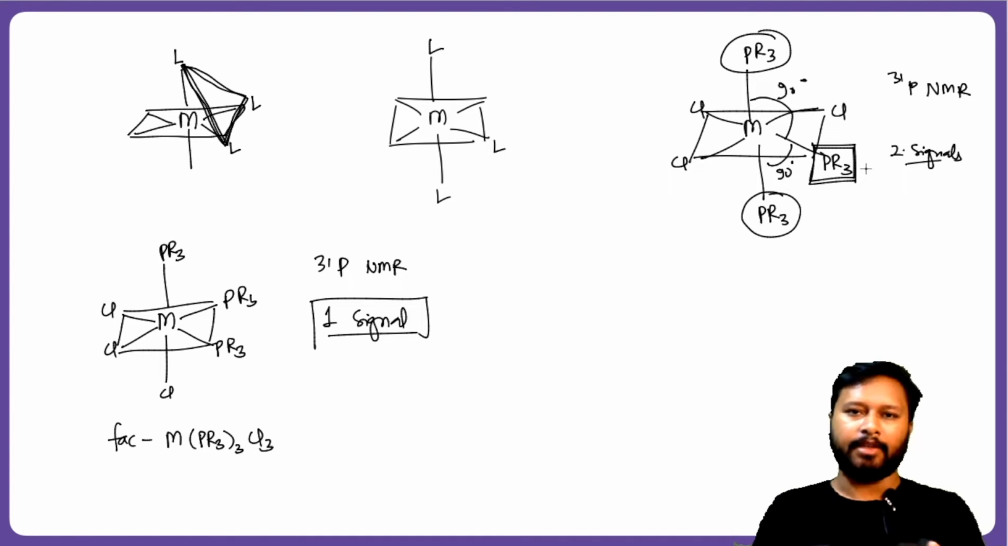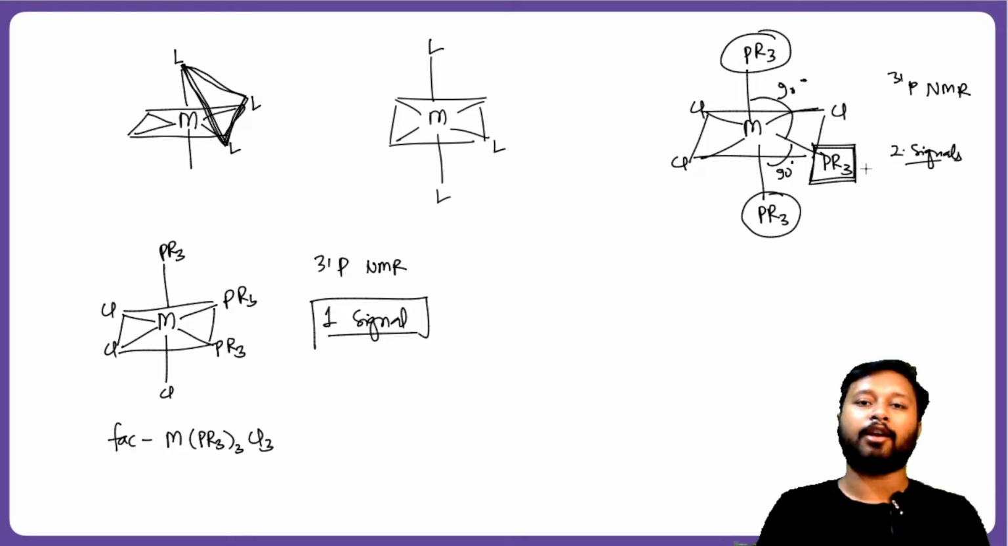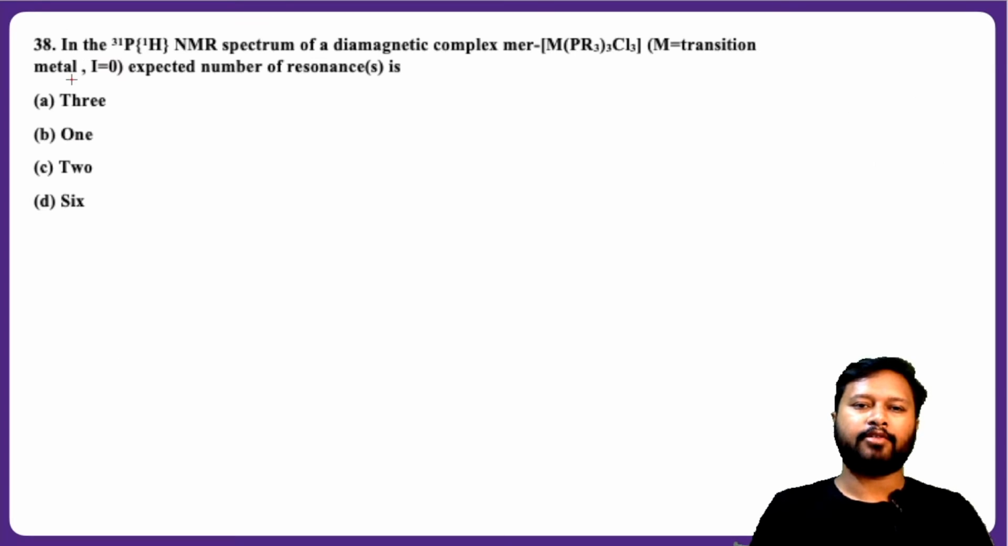So with the help of finding out the number of signals, you can find out how many isomers there are. You can distinguish between them, and that's the best thing about inorganic NMR spectroscopy. Now let's quickly take a question from a previous year and see how it will be done. Right, so let's quickly look at this question.